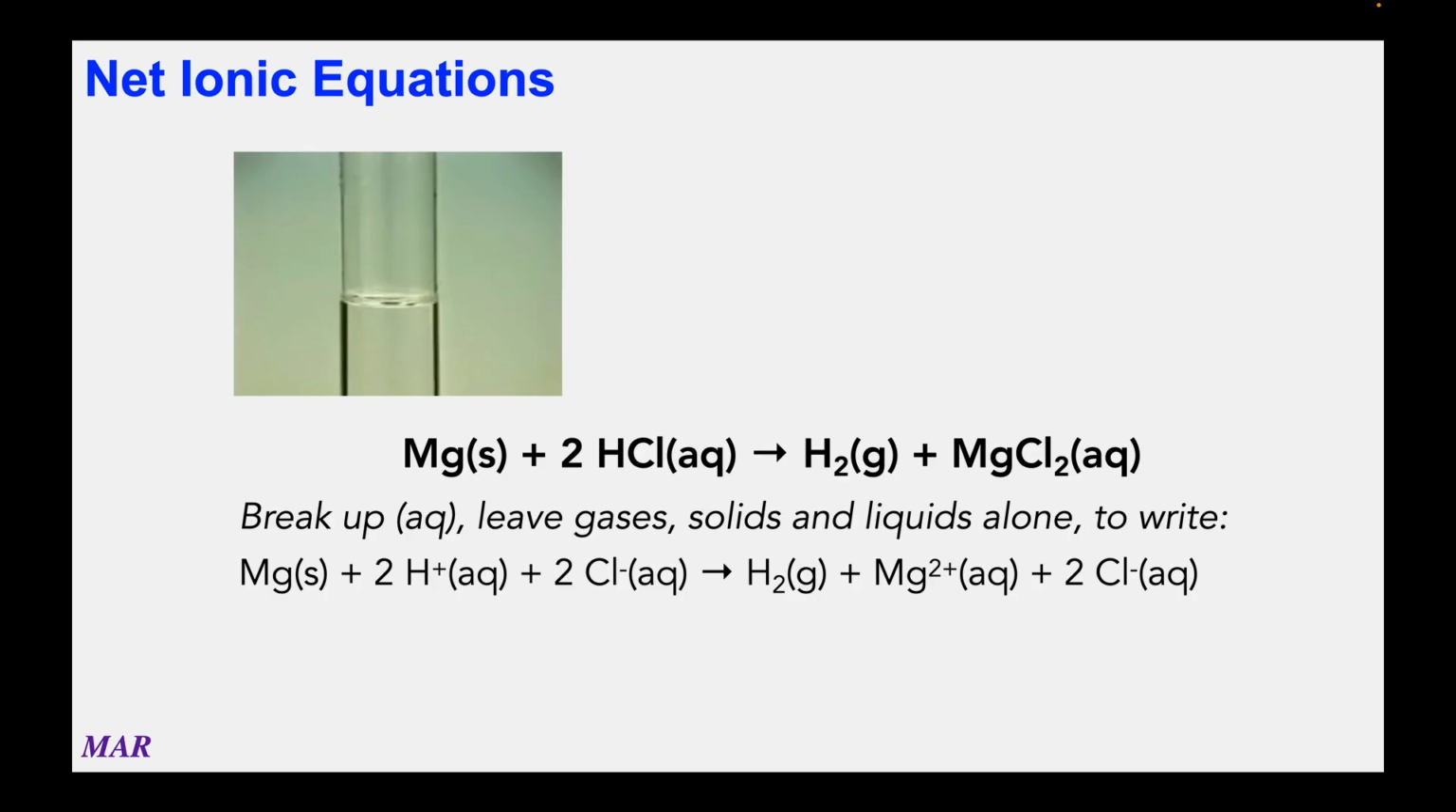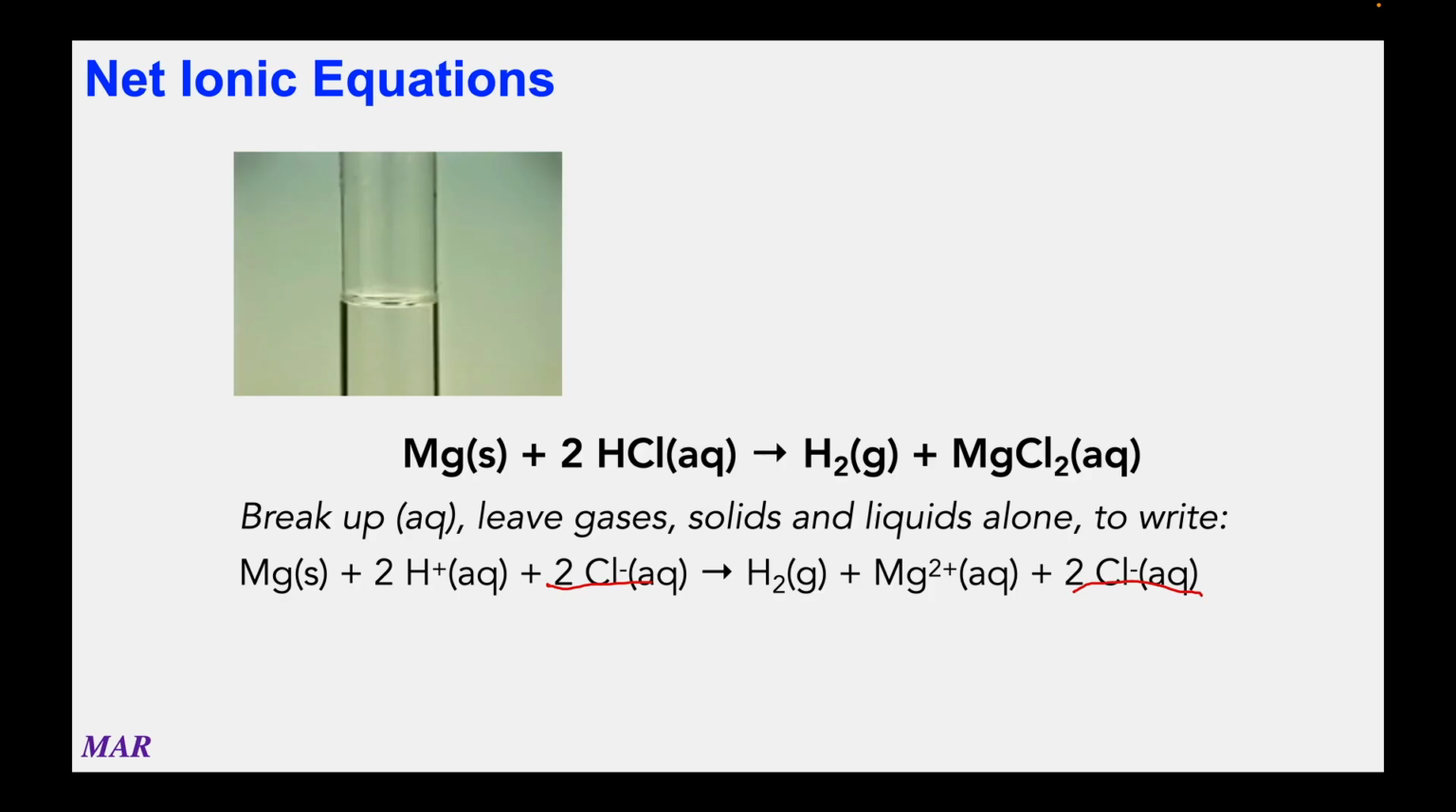So if you break up the HCl, you've got 2H plus and 2Cl minus. We'll also break up the magnesium chloride. That makes magnesium 2 plus and 2 chlorides. And when you look at this reaction, which sometimes I call the total ionic equation, you want to find chemical species which are both reactants and products. And sure enough, you can probably see here, chloride is on both sides. So if something's on both sides, it's called a spectator ion. And you don't want to include spectator ions in the net ionic reaction.